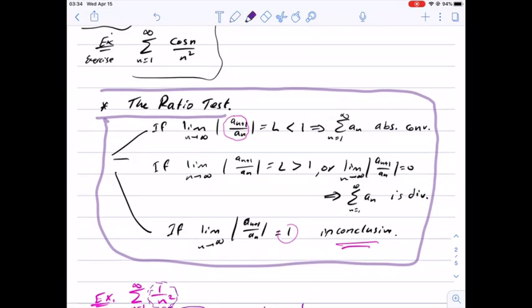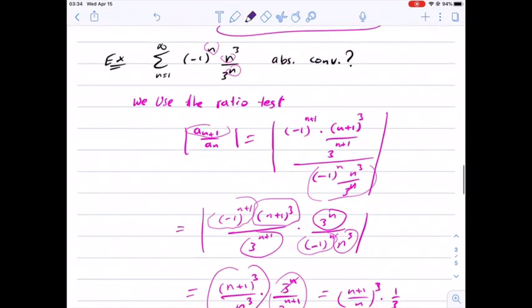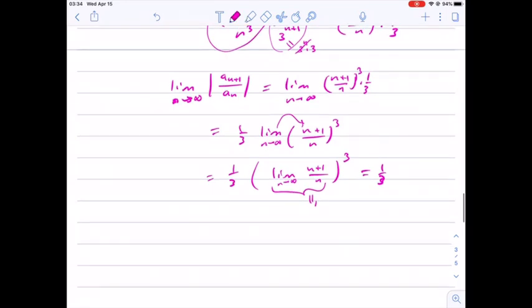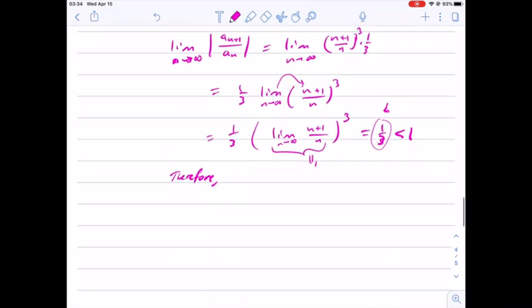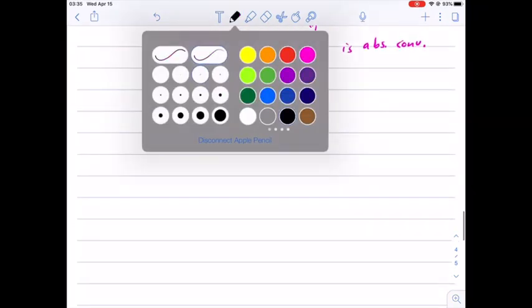1/3 is less than 1. That means it's absolutely convergent. This is our L. So it's less than 1. That means, therefore, our series (-1)^n times n cubed over 3^n is absolutely convergent.